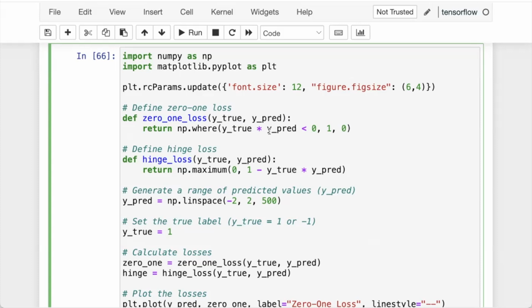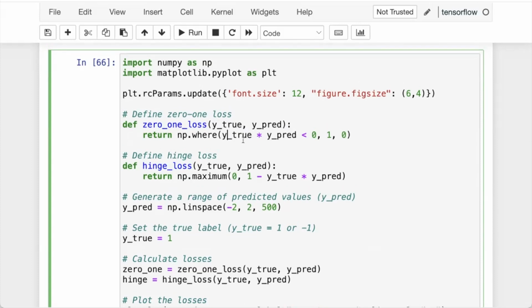And we can do this because, again, here this y true is +1 or -1, right? So if in this case our y true is 1, and that's something we're going to set later on, and our predicted is 1, then there's no penalty to pay. And in that case, the multiplication is greater than 0. But if the predicted value is -1, then -1 times 1 is -1. So this condition is satisfied, which means that there is a penalty of 1 to pay in that case.